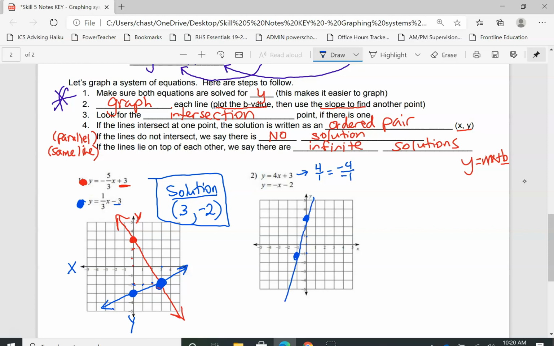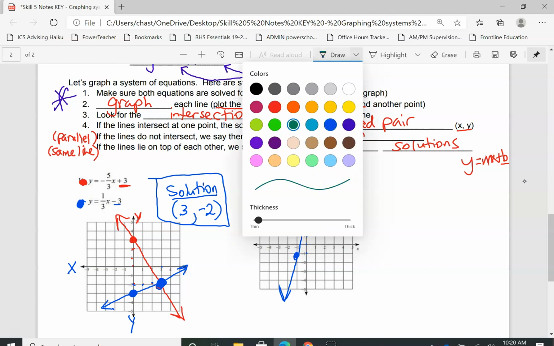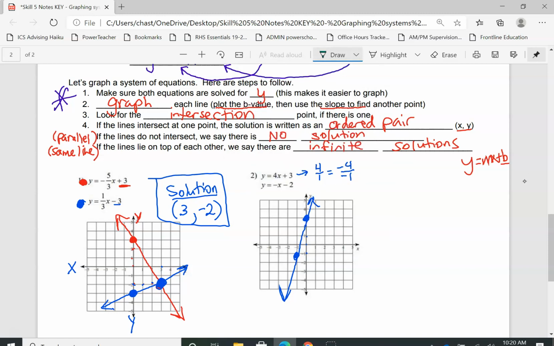Okay. There's your graph. I'll do the next one. y equals negative x minus 2. So I'm going to plot my minus 2.